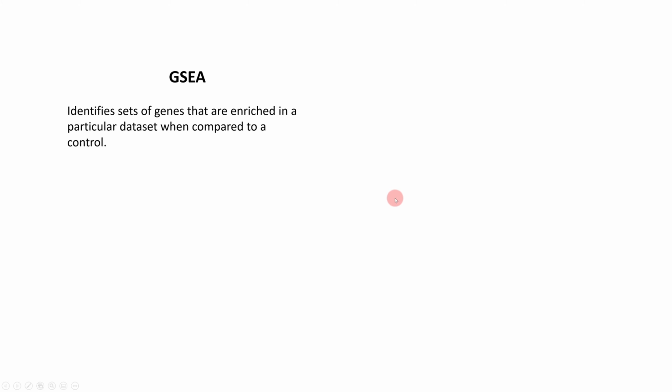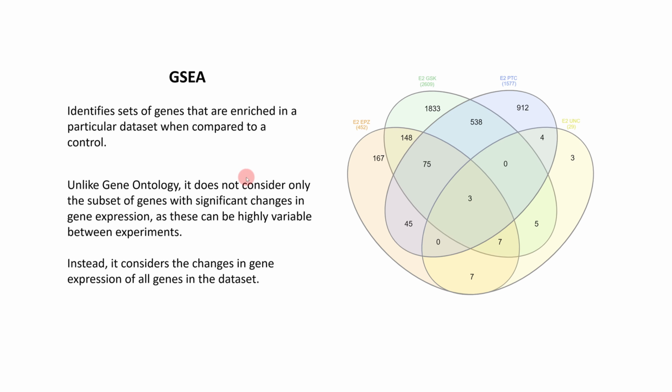It studies sets of genes and looks to see whether they are enriched in your experimental dataset when compared to your control dataset. So it's different from gene ontology and other methods like that because it doesn't just consider genes which are significantly changed. Because when you look at only genes which have significant changes, often you don't have a lot of overlap between related experiments.